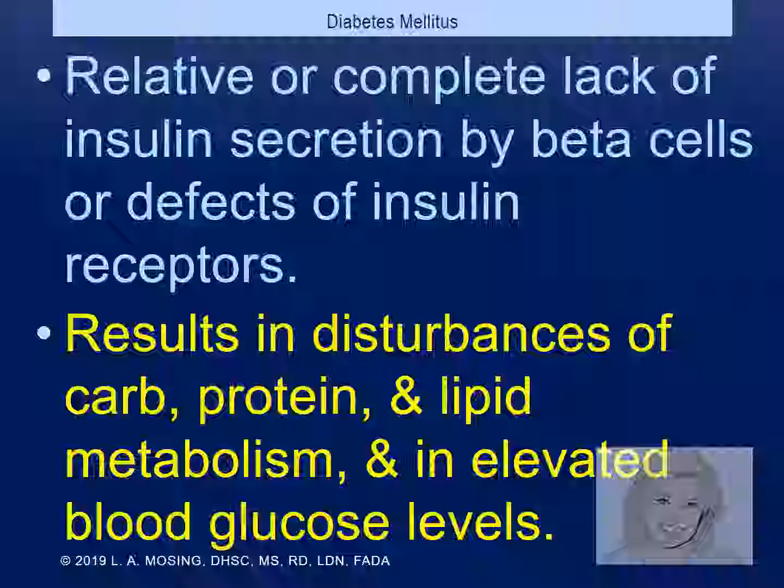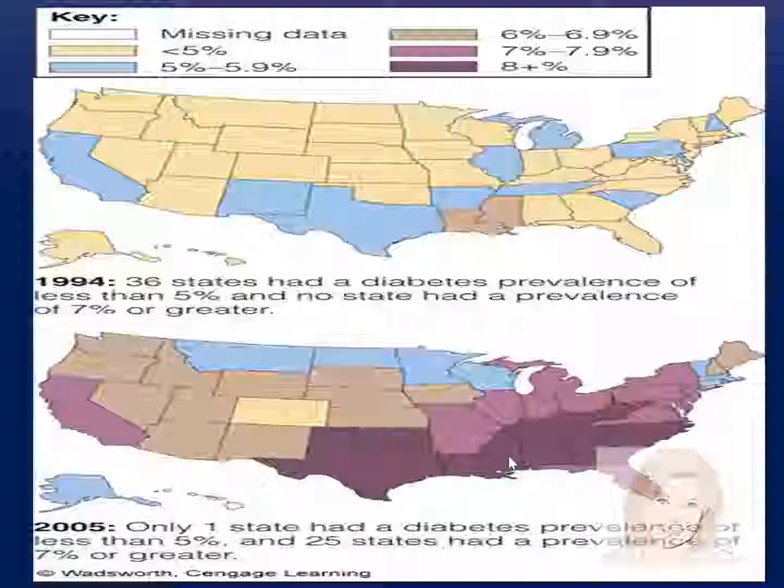So with diabetes, there's a relative or complete lack of insulin secretion by the beta cells, or there's a defect in the insulin receptors. So this results in disturbances of carb, protein, lipid metabolism, and an elevated blood glucose.